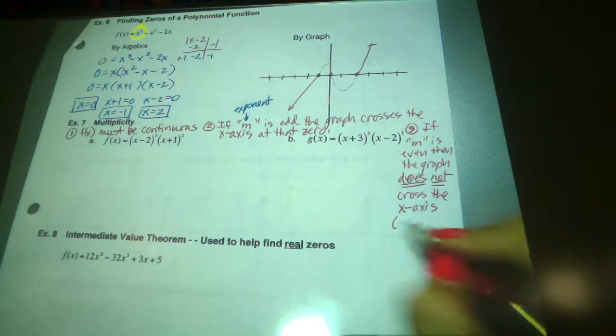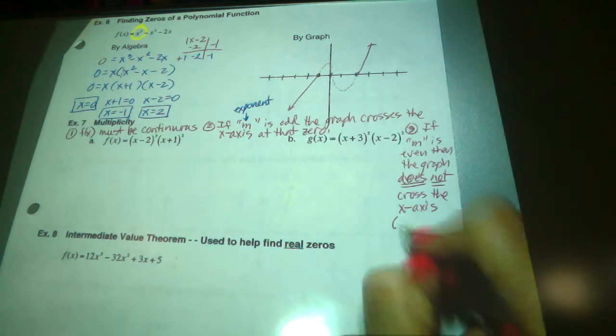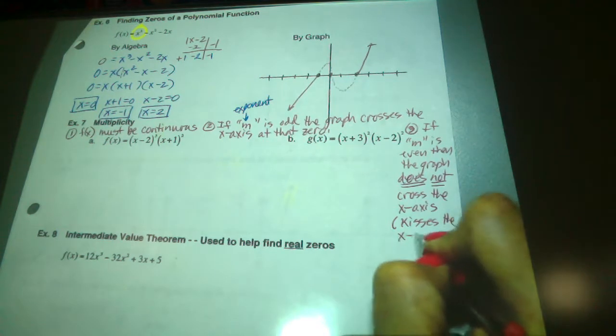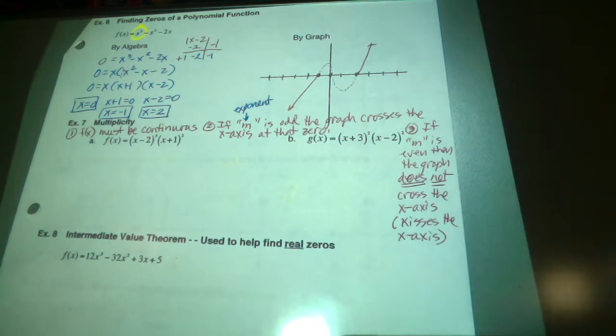And then in parentheses, I'm putting a very technical math term, kisses the x-axis. It just touches it, bounces right back off. You will not be given a polynomial in the form of example 6 and be expected to get it into this multiplicity form. You'll be given it in that multiplicity form. So here's how the questions are going to be asked.